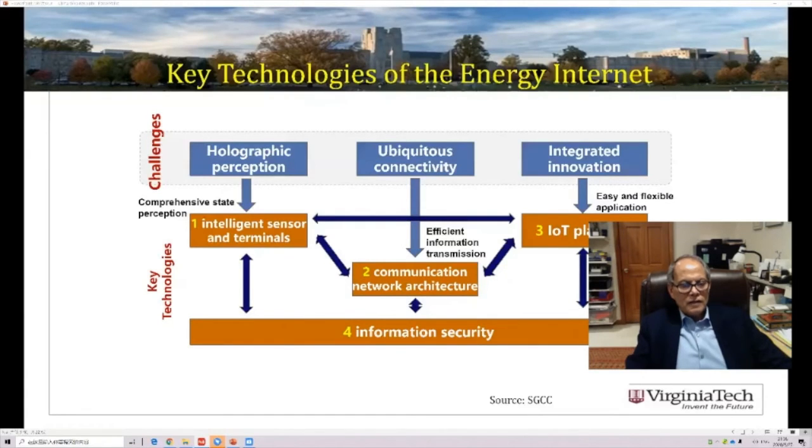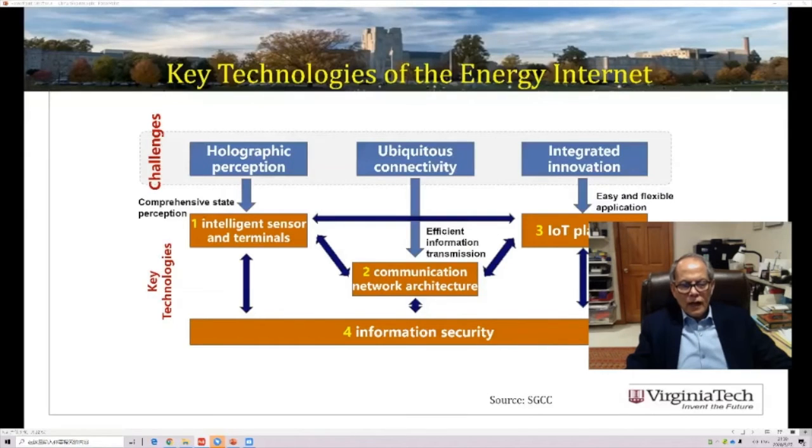So then ubiquitous connectivity, that means everything must be connected, and the connection is almost automatic. If you think it should be there, it is there. You don't have to build it. It should be all interconnected. And the one on the right-hand side, integrated innovation. That means innovation will happen in many locations, but they must be all connected.